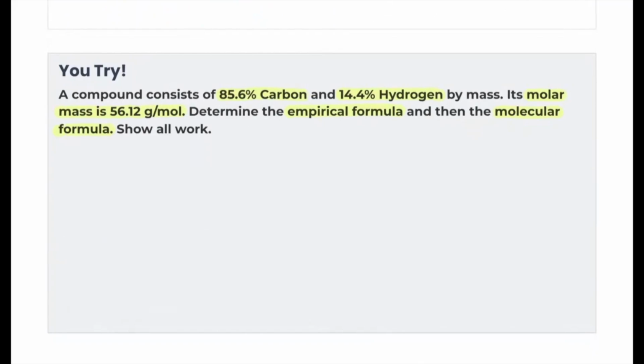So we're going to go ahead and write down the atoms that are present. We have carbon and hydrogen. If you remember from my last video, I taught you a trick that if you assume a 100-gram sample, we can easily convert the percent to grams. So we have 85.6 grams of carbon and 14.4 grams of hydrogen.